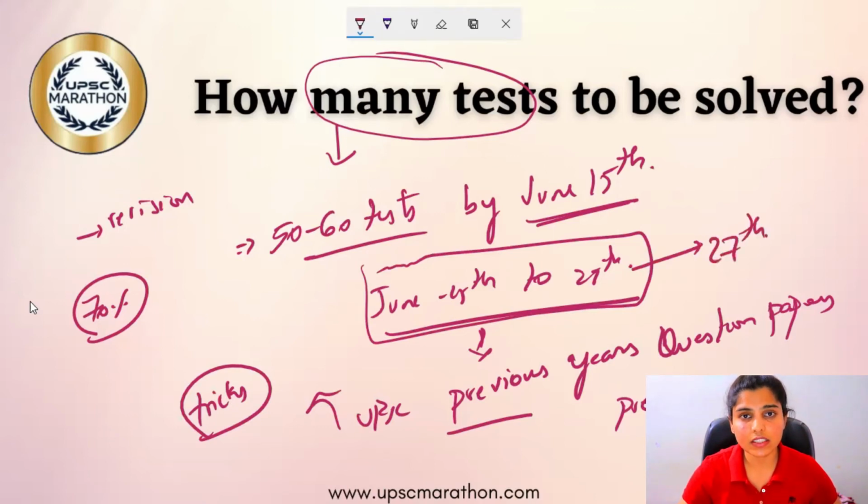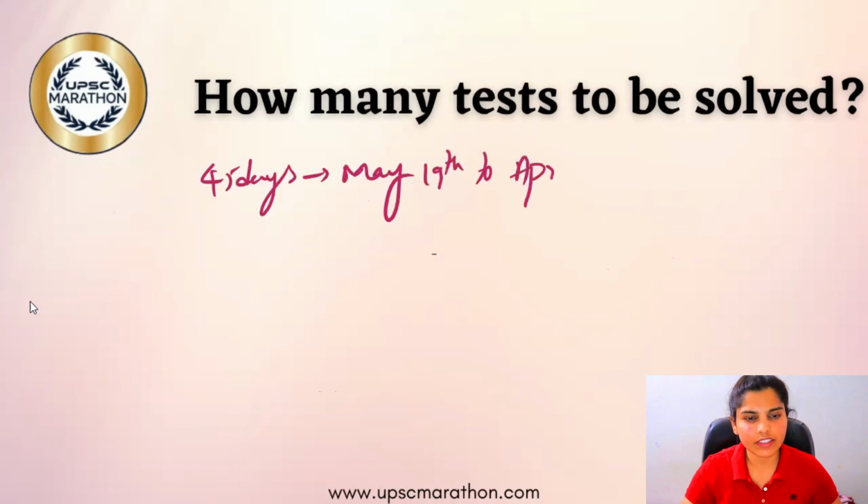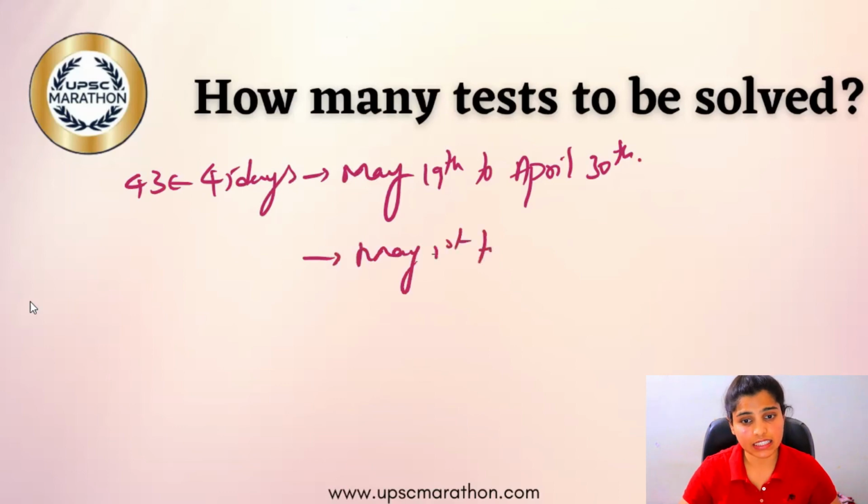This is regarding how many tests we are supposed to solve. Now, the question comes, how are we supposed to solve these tests? We have hardly more than 80 days, less than 80 days. So now let's plan it. Let's suppose you have 45 days. Today is the 19th to April 30th. I think less than 45 days, we can consider 43 days. Fine. And then from May 1st, I am dividing this timeline based upon the schedule we planned for these 3 months. And then June 1st to June 15th.